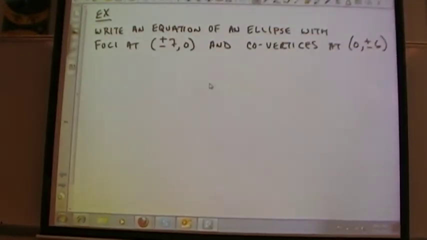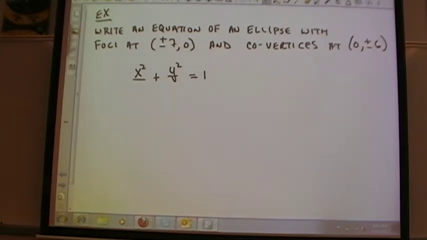And the last example, write the equation of the ellipse with foci. They give you the foci here, so we're going to have to get to our formula again. And co-vertices at 0 plus minus 6. So what do I know so far? We know that it's got to be in the form of x squared over something plus y squared over something equals 1. What can I go ahead and plug in?